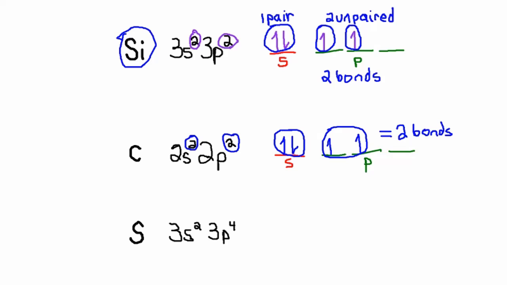Now let's take a look at the periodic table for a minute. If you notice, silicon and carbon both have the same electronic configuration, just from different rows. They both have one pair, and so we would call that one lone pair. And they both have 2 unpaired electrons, meaning they can form 2 bonds.